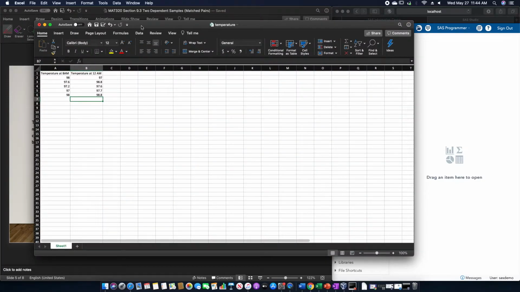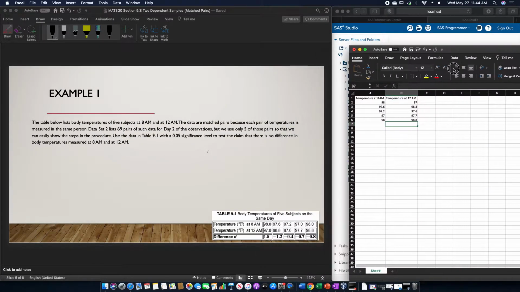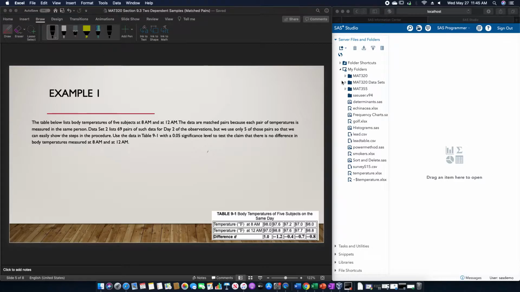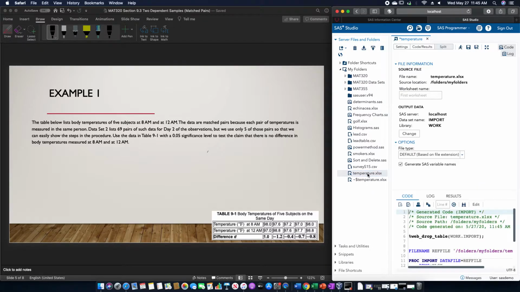I just have the actual data. So I wrote the temperature at 8 a.m. and 12 a.m. as the 2 columns, and then all of those data points inside of here. Note how I did not include the difference, since SAS will do that for us. And quite honestly, there's really no particular reason to be attempting to put that in there. But I already have this data inside of SAS.